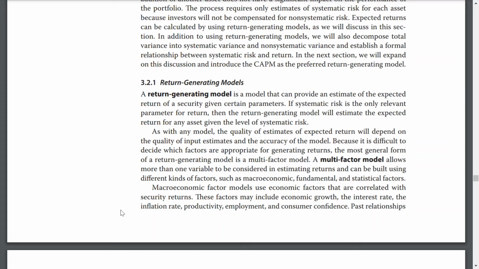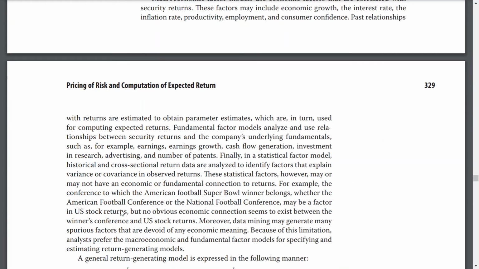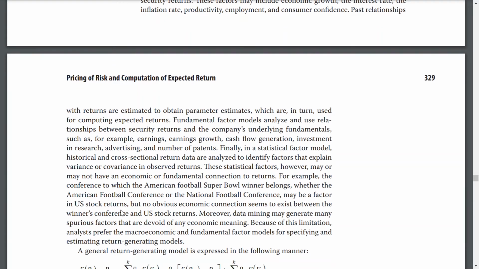The most general form of a return-generating model is a multi-factor model. A multi-factor model allows more than one variable to be considered in estimating returns and can be built using different kinds of factors, such as macroeconomic, fundamental, and statistical factors. Macroeconomic factors use economic factors that are correlated with security returns. These factors may include economic growth, interest rates, inflation rates, productivity, employment, and consumer confidence. Past relationships with returns are estimated to attain parameter estimates, which are in turn used for computing expected returns.